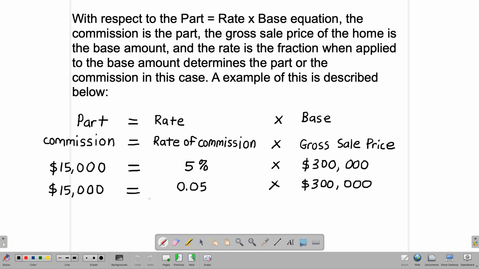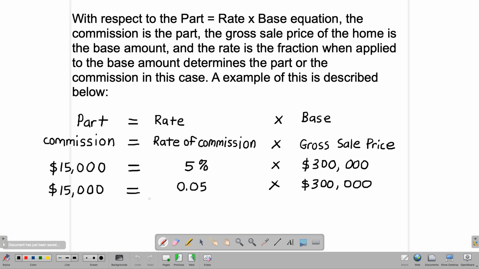For example, this is described below. So we have that same equation: part equals rate times base. We said that the part represents commissions, the rate represents the rate of commission in this case, and the base represents the gross sales price.